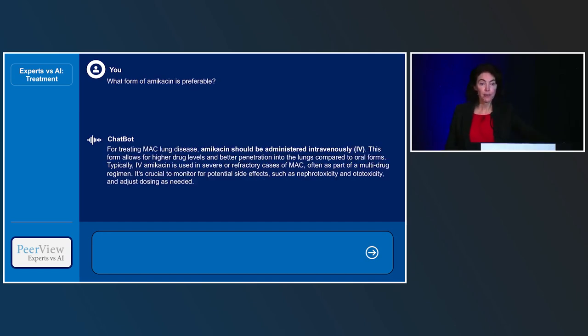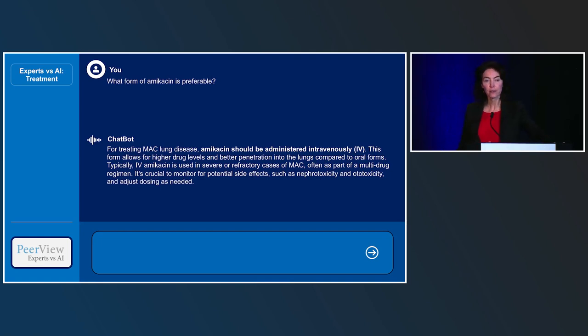For treating MAC lung disease, amikacin should be administered intravenously. The form allows for higher drug levels and better penetration than oral forms. Typically, IV amikacin in severe or refractory MAC is often part of a multi-drug regimen.